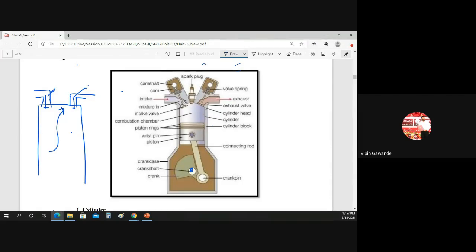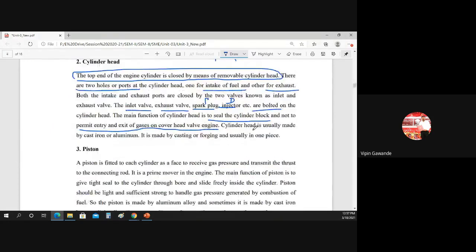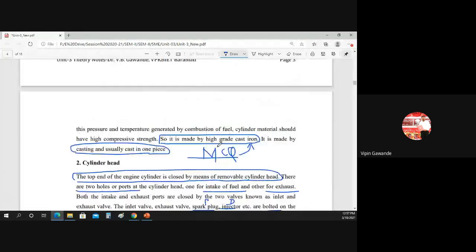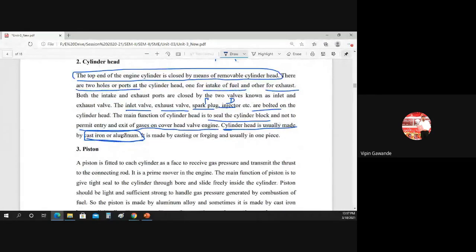So in the intake valve and the exhaust valve, that is why the cylinder head is mounted there. Now the material used for the cylinder head is cast iron or aluminium. When you read this theory, just remember the main important points, because an MCQ question will come on this sentence: the cylinder head is made up of what? Cast iron or aluminium. We have seen the cylinder is made up of cast iron, and the cylinder head is made up of cast iron or aluminium. Likewise you have to remember.